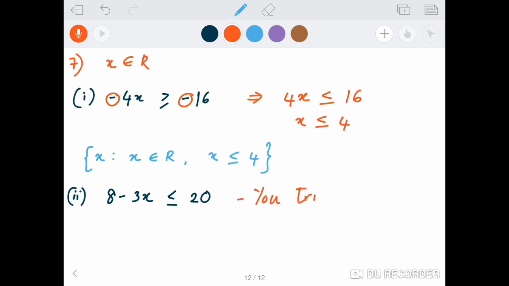8 minus 3x is less than or equal to 20. I want you to try this on your own. Remember, your final answer whenever x belongs to R should be written in the blue format. Whenever they say it's either an integer or a natural number or a whole number, you'll have to actually put the numbers in the flower bracket like the way we've been doing before.